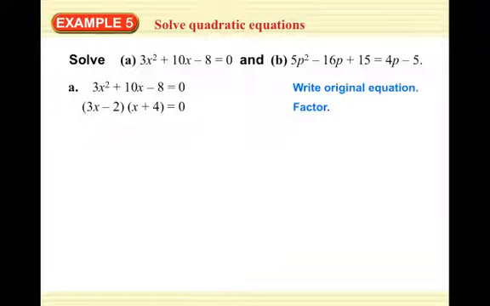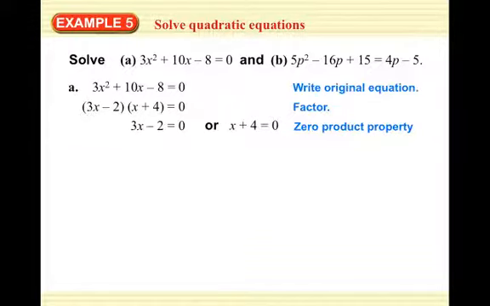Okay, once you get to this point, you set each factor equal to 0. So 3x minus 2 equals 0, or x plus 4 equals 0. So we're going to solve each one of these. For 3x minus 2 equals 0, you add 2 to both sides, and that gives you 3x equals 2. And then you divide by 3 to get x equals 2/3. For x plus 4 equals 0, you subtract 4 from both sides, and you get x equals negative 4. Okay, so we know we're done because we've got our two values that x can equal.